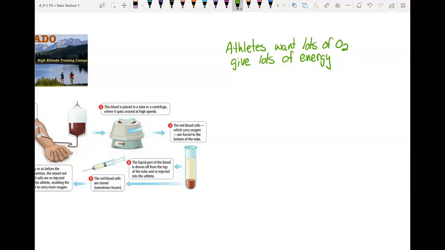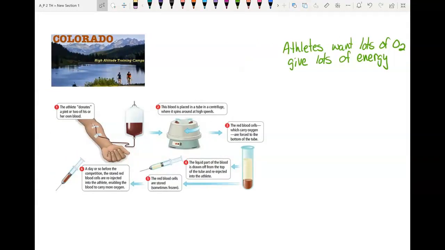So a couple of things that can happen. Athletes can train in Colorado. Colorado is a popular place, especially when it's Olympics time. A lot of the Olympic athletes go to Colorado to train because Colorado is high altitude. So there is less oxygen in the air. So when you go there, you will get less oxygen.